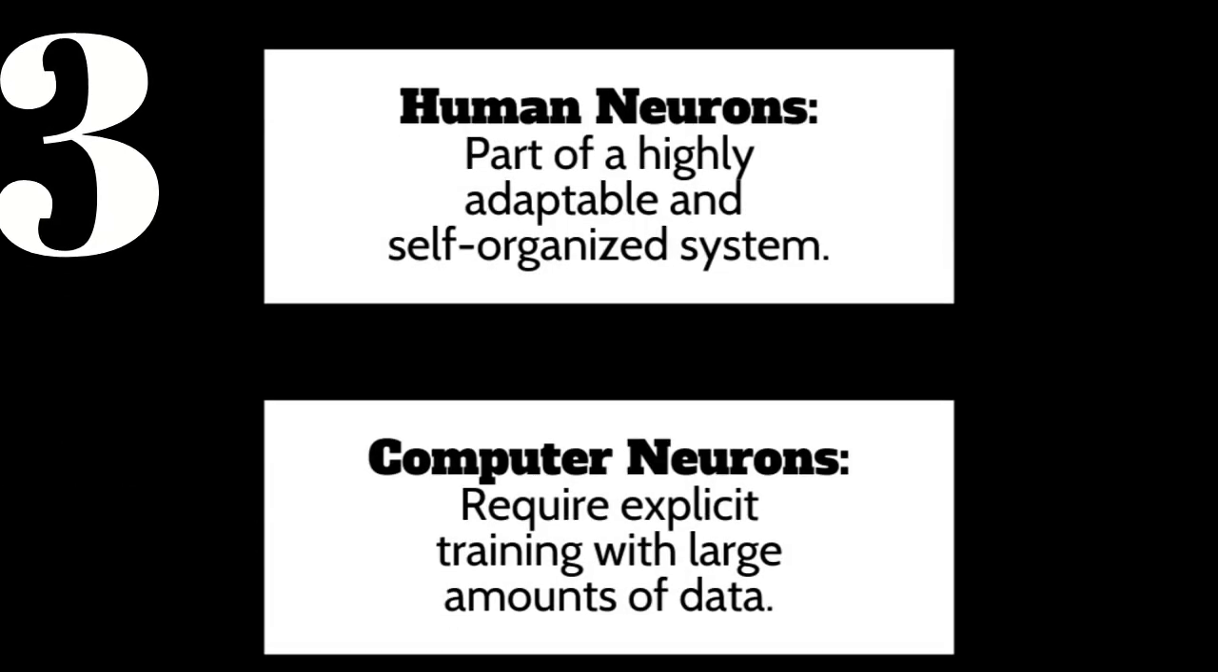Third, human neurons are part of a highly adaptable and self-organized system. Our brains can change and reorganize in response to new experiences. In contrast, computer neurons require explicit training with large amounts of data to adjust their weights and improve their performance.